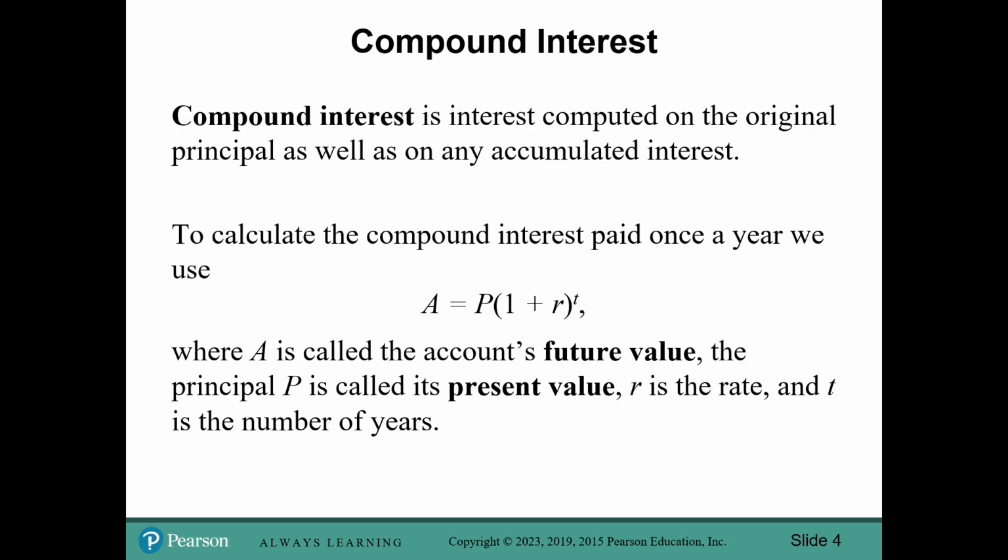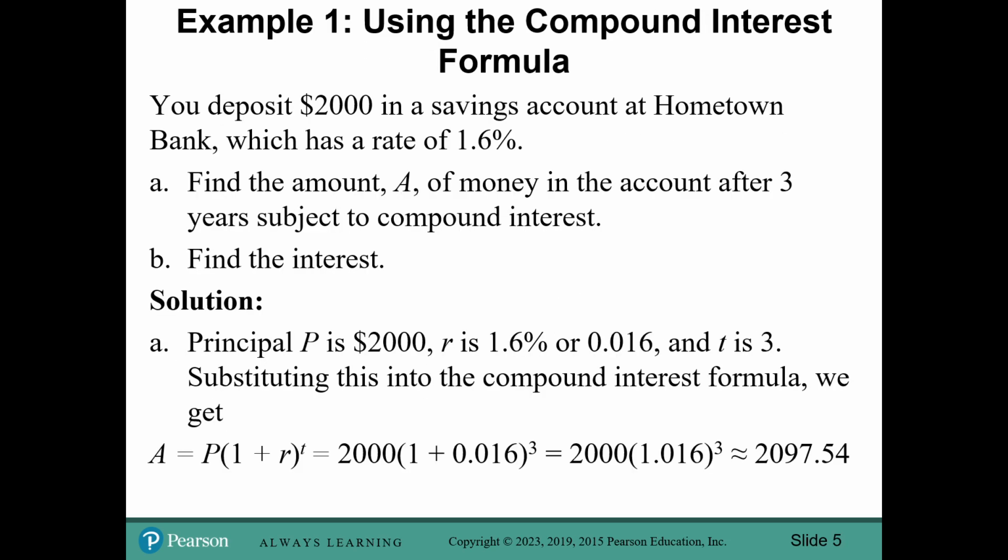Alright, so we'll start out with the definition of compound interest. Compound interest is interest computed on the original principal as well as on any accumulated interest. To calculate the compound interest paid once a year, we use A equals P times (1 plus R) raised to the exponent of T, where A is the account's future value, P is the principal and is called its present value, R is the rate, and T is the number of years.